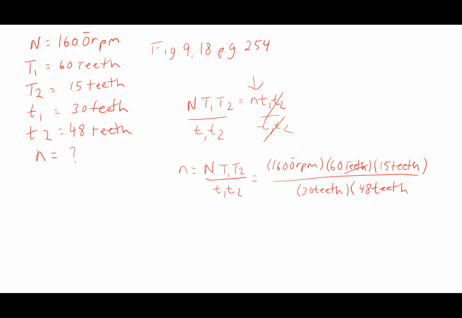Okay, so this teeth cancels, this teeth cancels, this teeth cancels, and this teeth cancels. So all the teeth cancel, and we end up with RPMs, and that's going to be 10,000. I'm sorry, too many zeros. 1,000 RPMs, not 10,000. 1,000 RPMs for little n. So big N was 1,600 RPMs, and by the time we work this out, little n is going to be 1,000 RPMs.